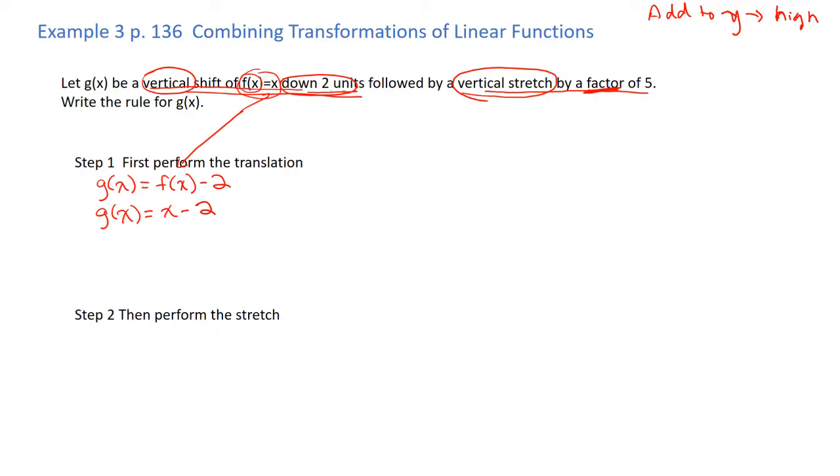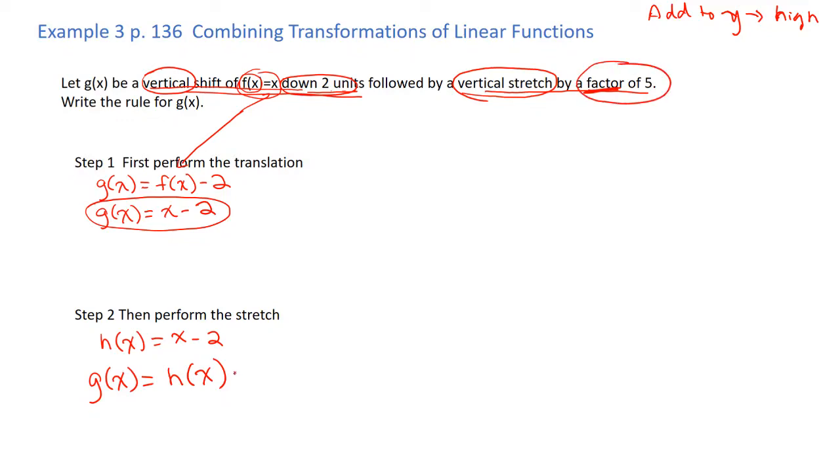Let's use a temporary function. Let's just call this g of x. It's not really g of x yet because we haven't done everything. So let's just change its name to substitute x, and I'll say h of x was equal to x minus 2. All right, so our new line is going to be g of x, and we're going to take h of x, which is our substitute, which is y also, and we're going to multiply it by a factor of 5 times 5.